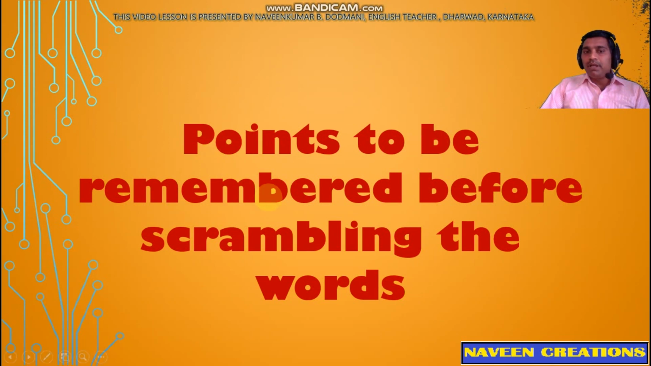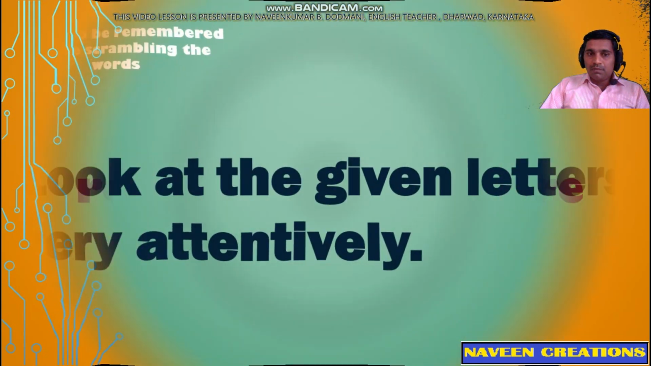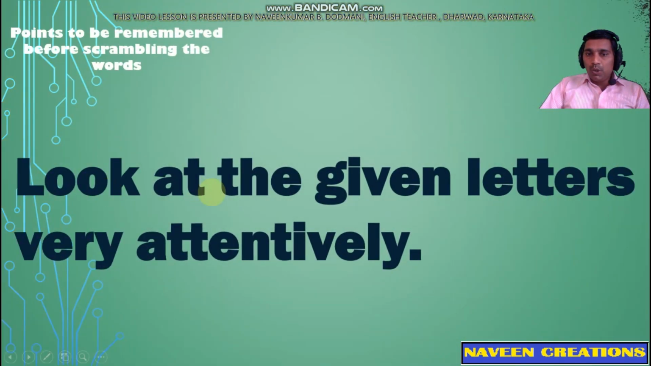Certain points have to be remembered before scrambling the words. Before rearranging the letters, we must remember certain points in our mind so that we can easily score marks in this question. The first point: look at the given letters very attentively. We should carefully look at the given jumbled letters.